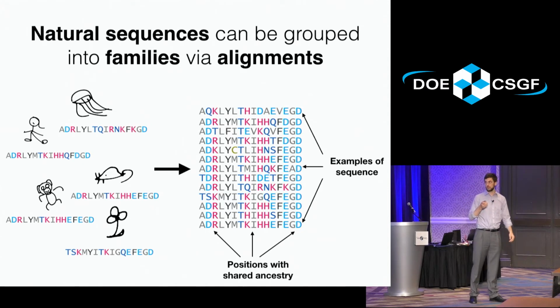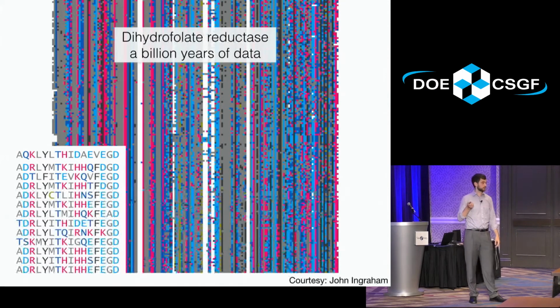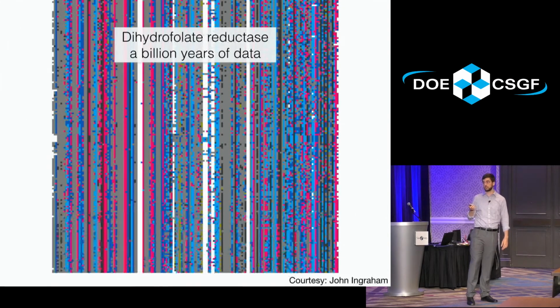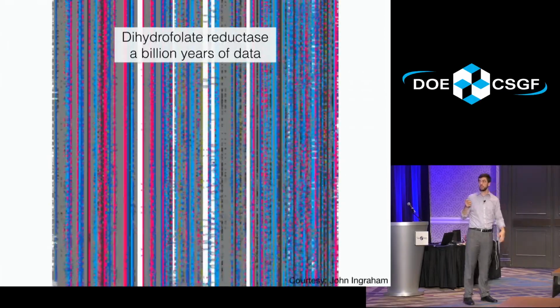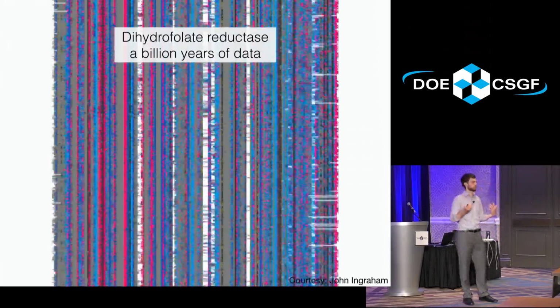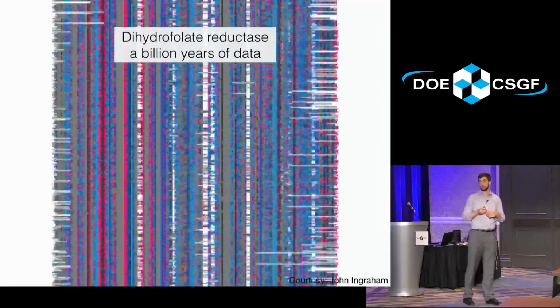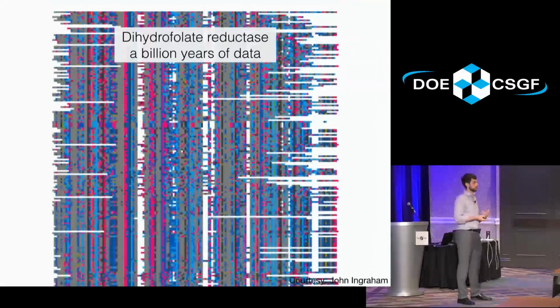It's just one point, so we can get lots and lots of this data. What I'm showing right here is this in color form. Imagine each one of these pixels is a different amino acid. A row is an organism, and a column is one of those shared positions of ancestry that I talked about before. And for a really basic enzyme, we can get lots and lots of examples of this.